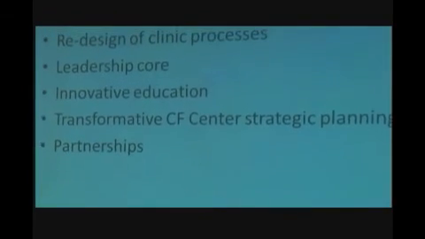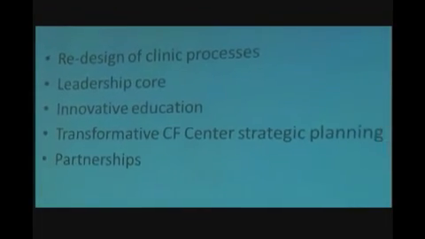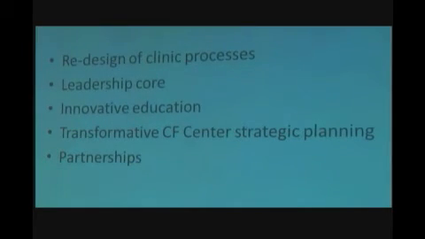So this summer, as director, obviously I need to do my yearly strategic planning and things like that. So I'm going to propose to my colleagues to engage in a process of laying out what I want to call the transformative CF Center strategic planning, which is how to get ahead of the wave again, because we've been very much ahead of the wave. I'm not a surfer, but I like the concept of being ahead of the wave.